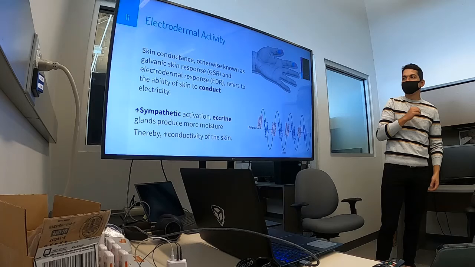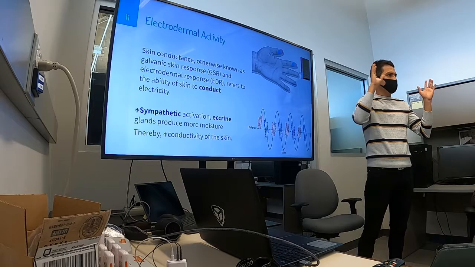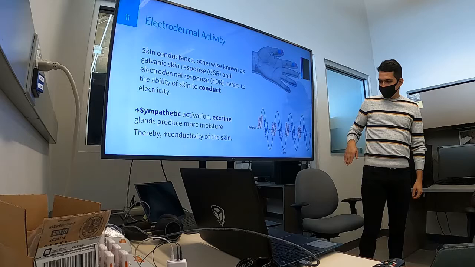We also call it electrodermal response. There are some others related to this, like skin conductance level or skin conductance response; those terms are very similar.